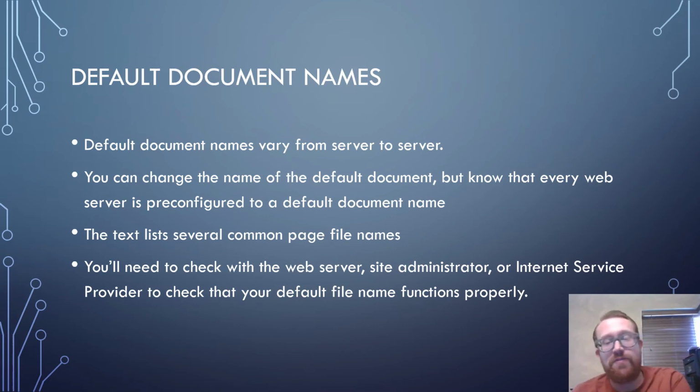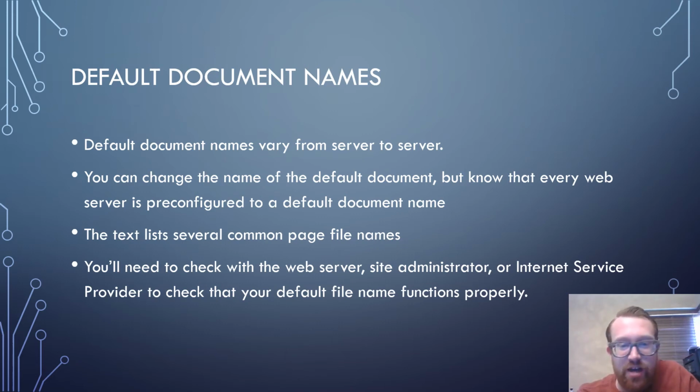Default document names vary from server to server. There's more than just .html. You saw two of them, .asp and .jsp. There's even more than that. You can change the name of the default document, but know that every web server is pre-configured to default to a default document name. What that's essentially saying is there's more than just index.html out there, so keep that in mind, because if you type the wrong thing, you're going to get an error message, and we'll talk about that on the next slide.